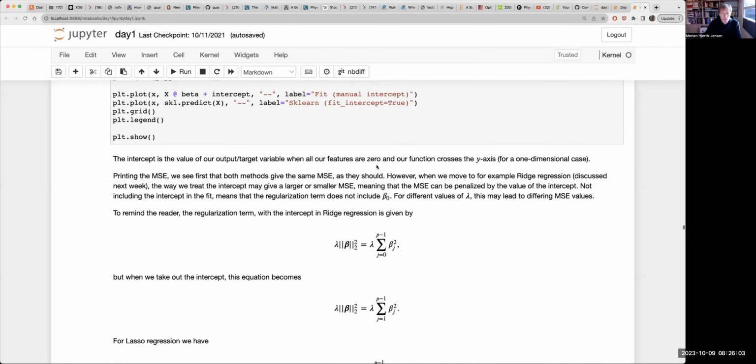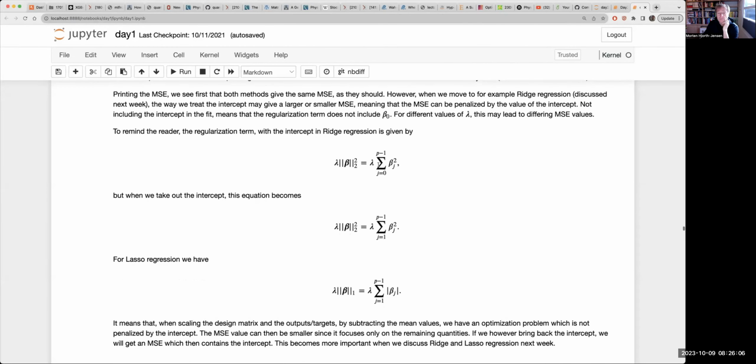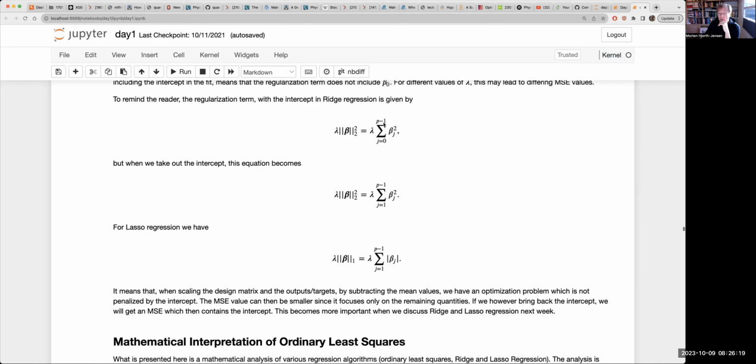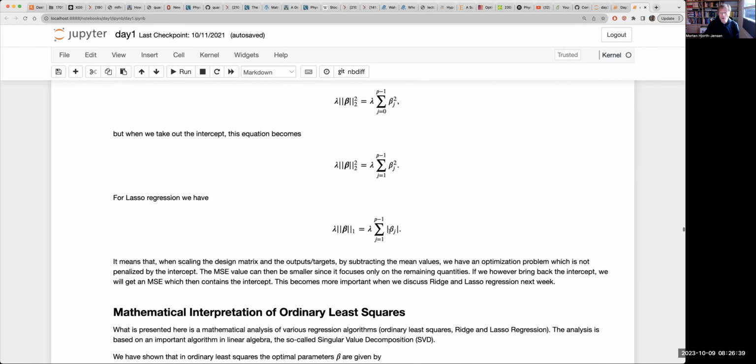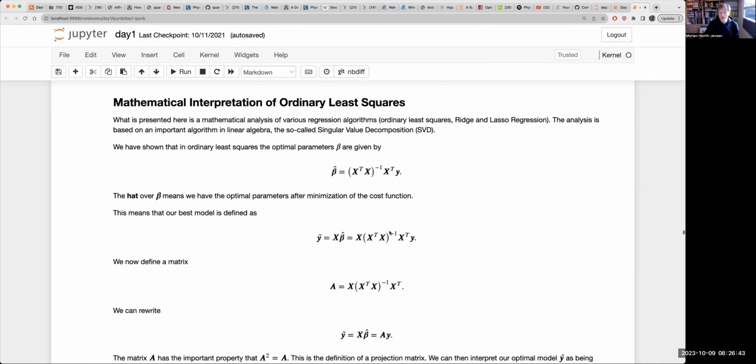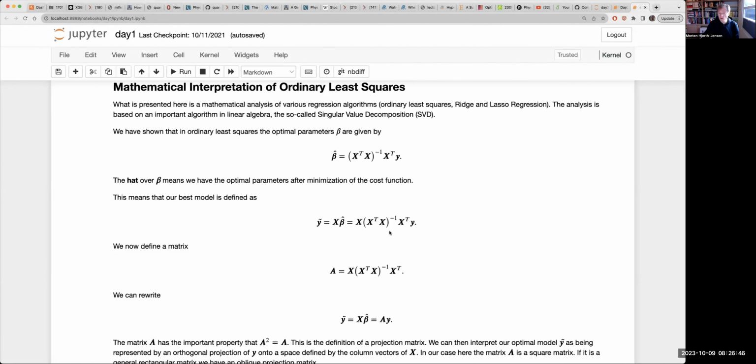Now, one of the things which we are going to do today is actually to add a term which depends on either the unknown parameter squared or the absolute value. And when we add that to the cost function which we had previously, which is the mean squared error, we are going to show that this gives us what's called ridge regression. And in ridge regression, it's common to actually leave out the intercept in the fitting in order not to penalize the fit by the intercept value. And the same is the case with Lasso. We are going to come back to that. Now, one of the things which we ended with was actually the mathematical interpretation of ordinary least squares. And we will stay with that a little bit today.